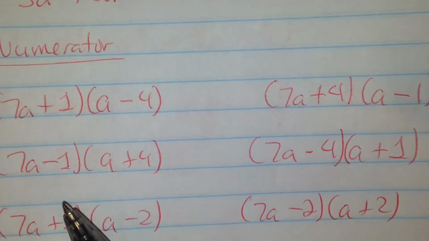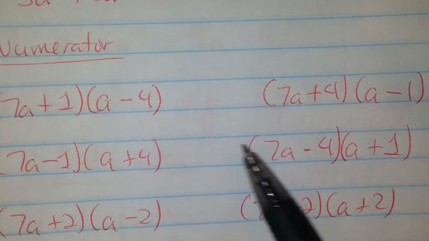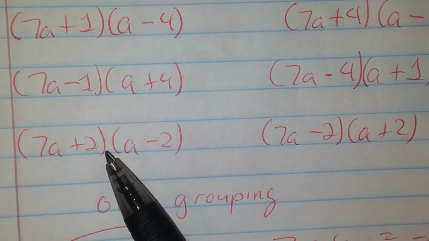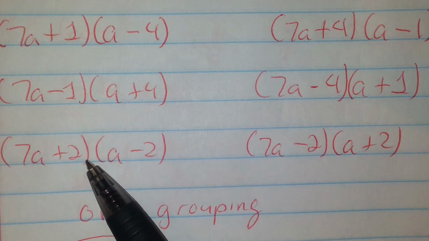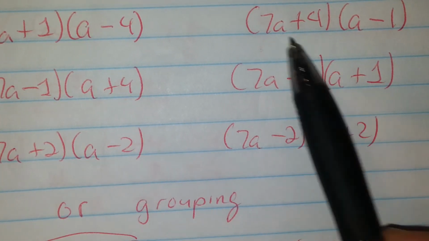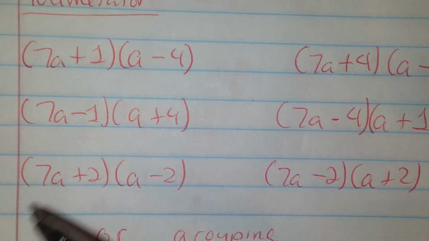And here, I keep the minus plus the same, but I swap the 4 and the 1. And here we have fewer options because it's just 2 and 2. So I've got 7a plus 2 times a minus 2, and here I just swap the positive and negative. So there are 6 different ways I can work this, but only one is going to work.